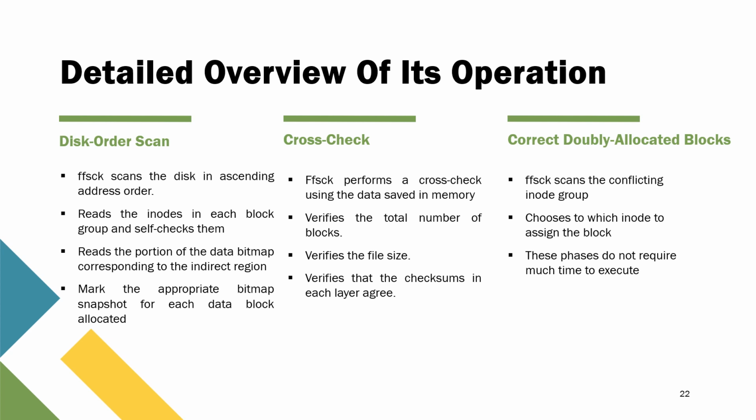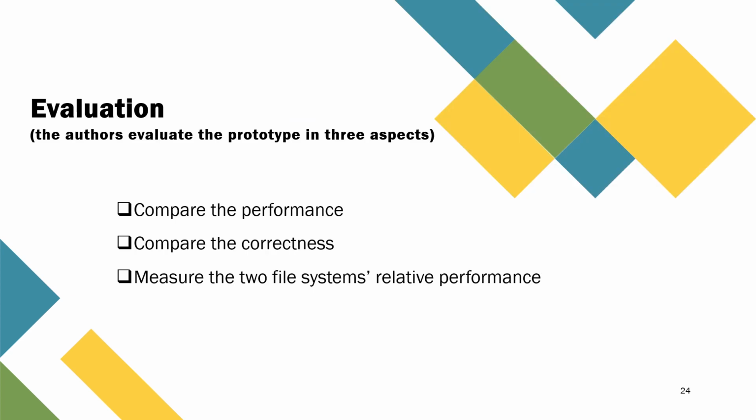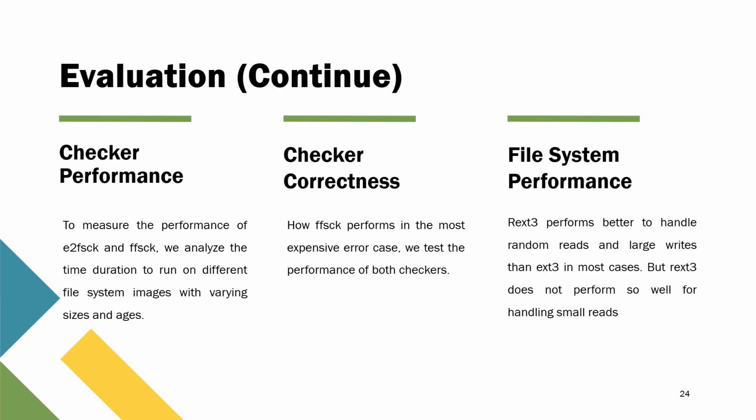Now I'm going to the next slide. Now I will talk about the evaluation. The author evaluates the prototype in three aspects. They compare the performance, they compare the correctness, and they measure the two file systems' relative performance. Now I'm going to the next slide. The first one, checker performance.